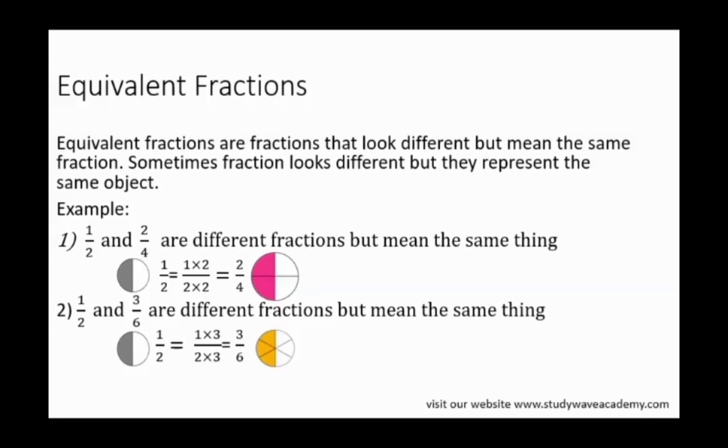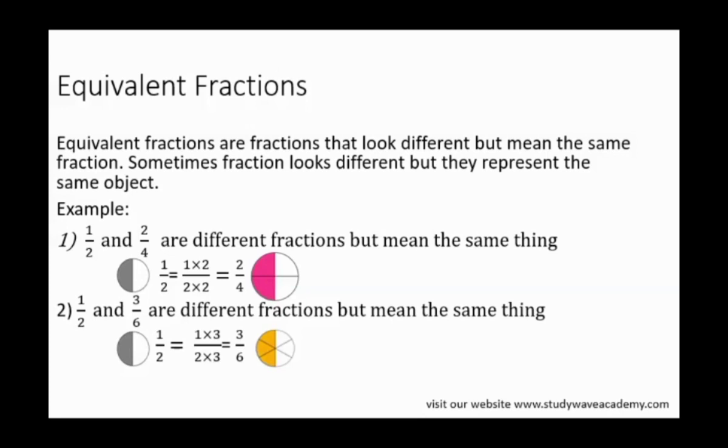Okay, now how do they look the same? Who can tell me? Both circles are divided into halves. If you look at the first object and the second one, they look the same, right? The numbers are just different. The first one is 1/2 and the second one is 2/4, but both objects are in equal parts, right? That is what we mean by equivalent fraction.